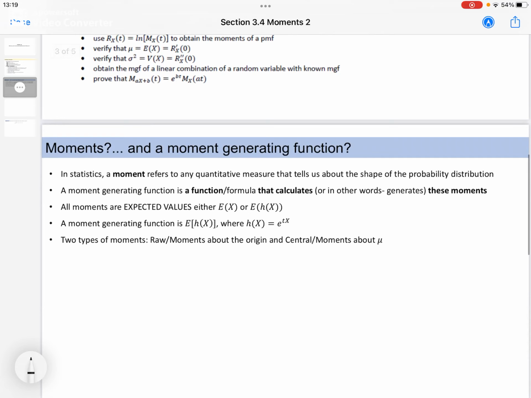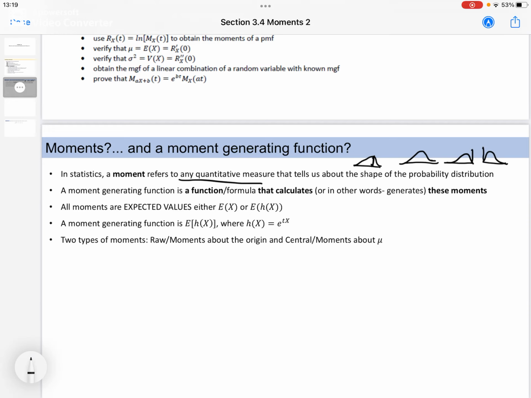So what are moments and what is a moment generating function? In statistics, a moment refers to any quantitative measure that tells us about the shape of the probability distribution. So if it tells us where the distribution is centered, where the mean is, if it tells us about the shape of the probability distribution, whether it's symmetrical or if it's negatively skewed or positively skewed, then those measures are called moments.